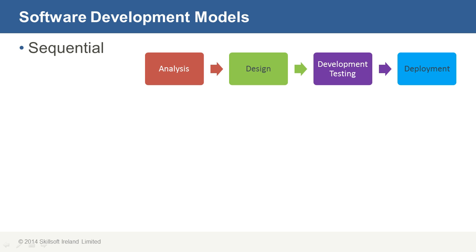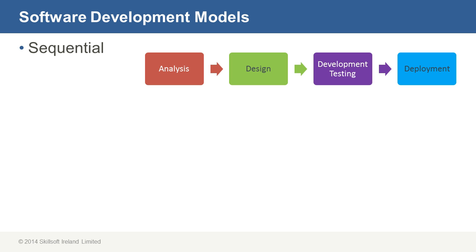Now, as the name implies, in a sequential model, the various phases in the process are followed in a sequential order, so the next step doesn't begin until the current one finishes. And of course, you have reviews conducted at the end of each phase before moving on to the next one, just to make sure your team is on the right track. And the waterfall methodology is the most common sequential method.